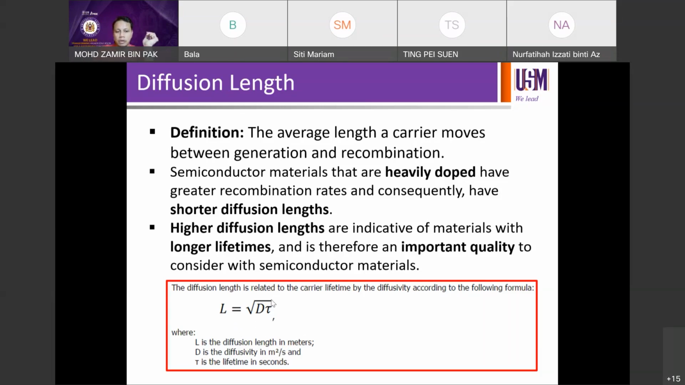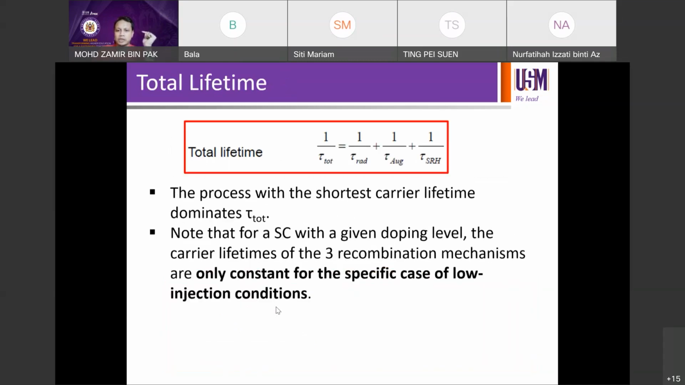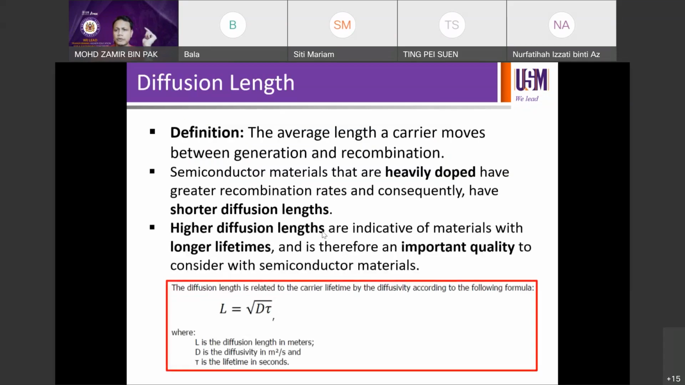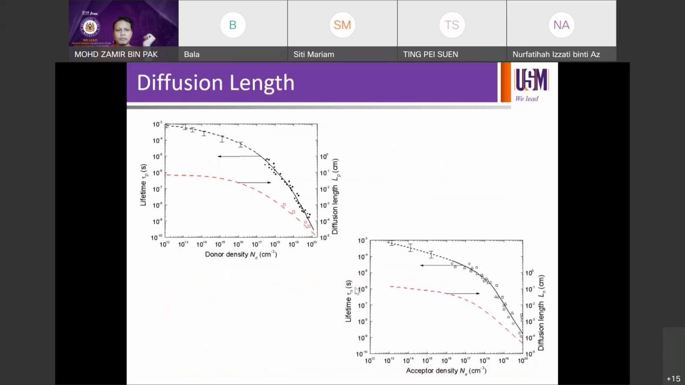So tau, and again you have to bear this in mind that tau is the tau total that we talked about on the previous page. And that depends on whether you have radiative or Auger or SRH or a combination of one or two or more, right? So that will be brought into this tau here, which will eventually determine your L, right?